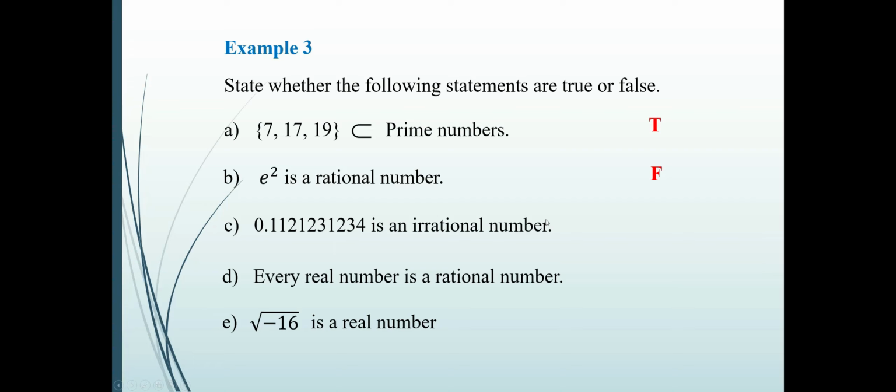0.1121231234 is an irrational number. Can it be changed to a rational number? Try it out on your calculator. It cannot be changed into a fraction. So that's why it's an irrational number. Every real number is a rational number. Is this statement true? Well, it's false. Because not every real number is a rational number, because some numbers can also be irrational.